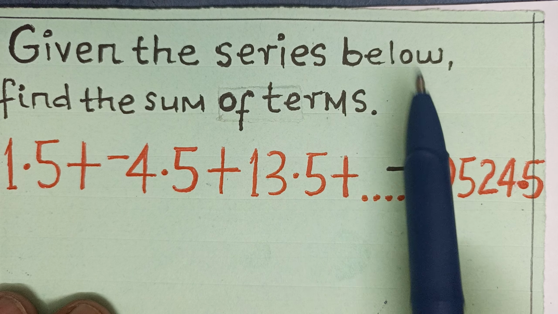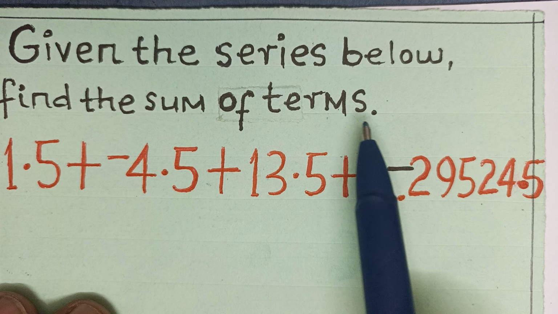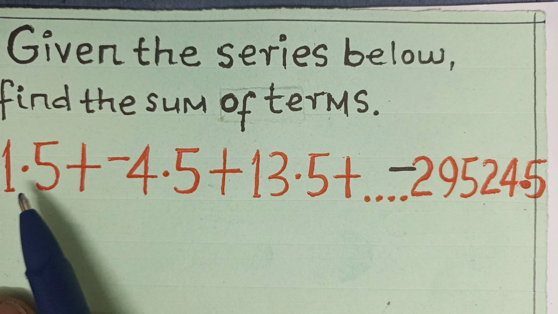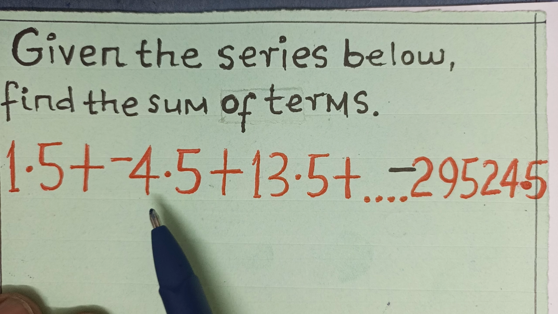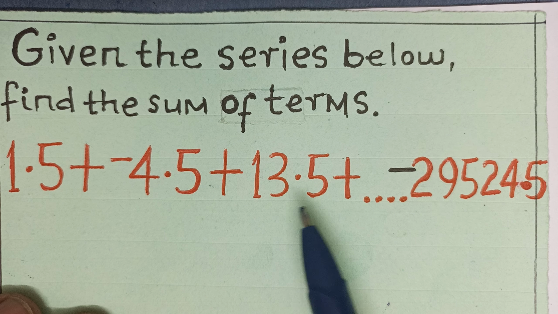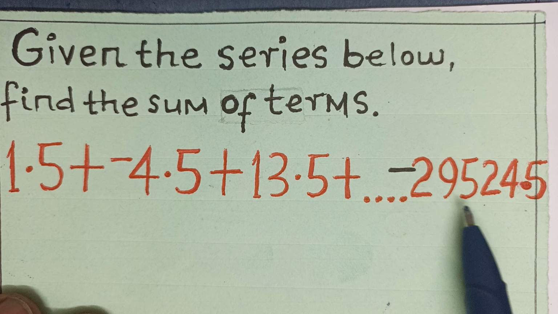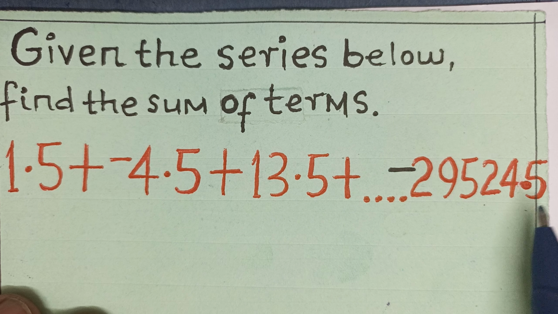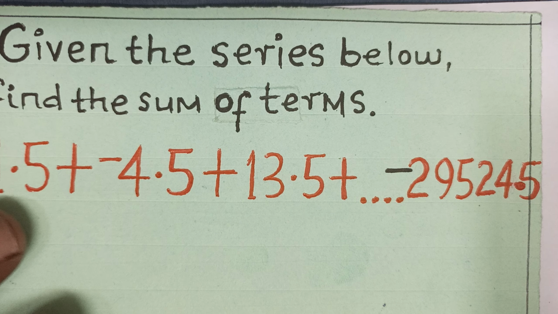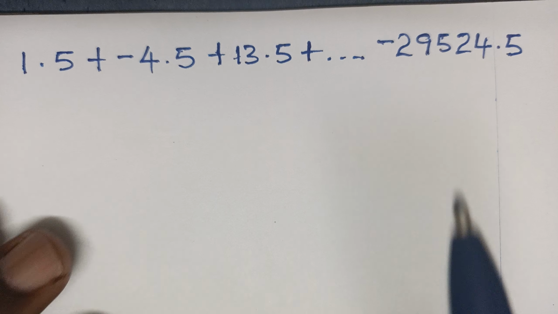Given the series below, find the sum of terms. We have 1.5 plus negative 4.5 plus 13.5 plus up to negative 29,524.5. And so guys, now we begin to do the question.